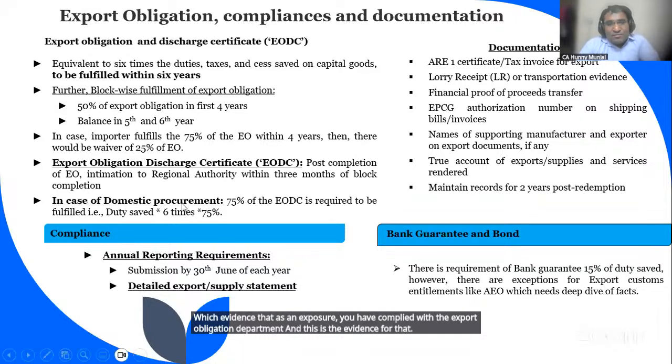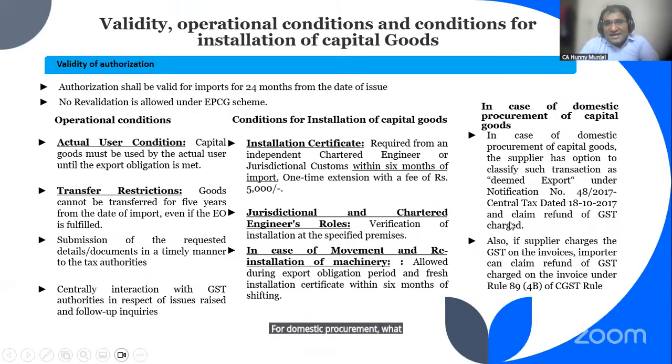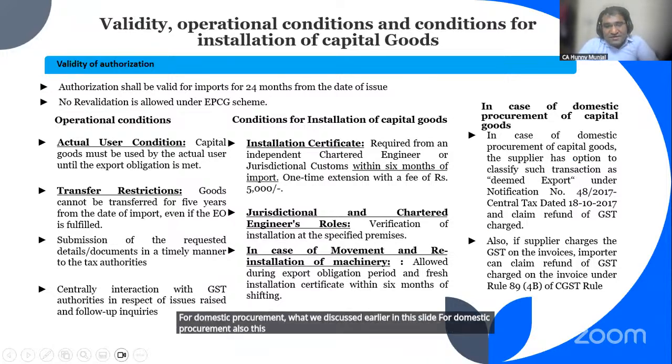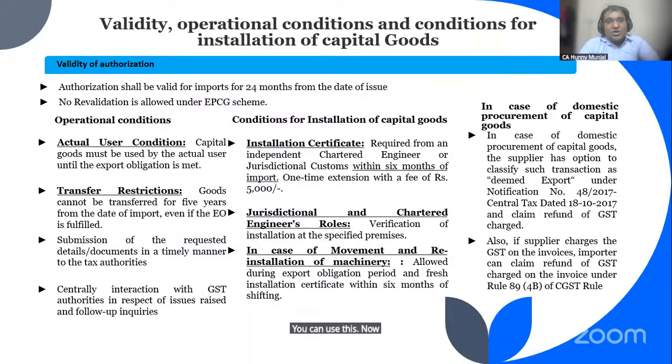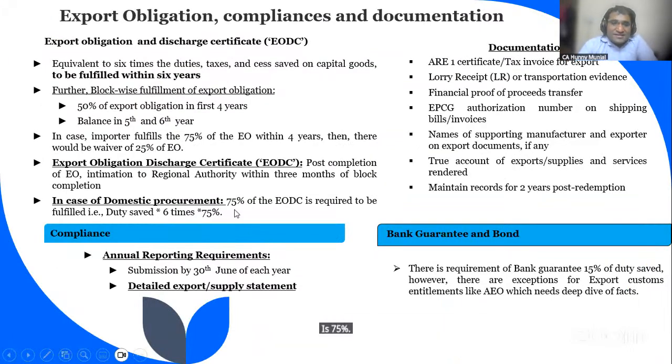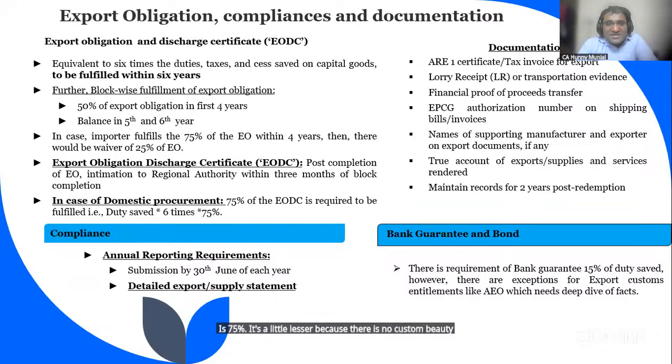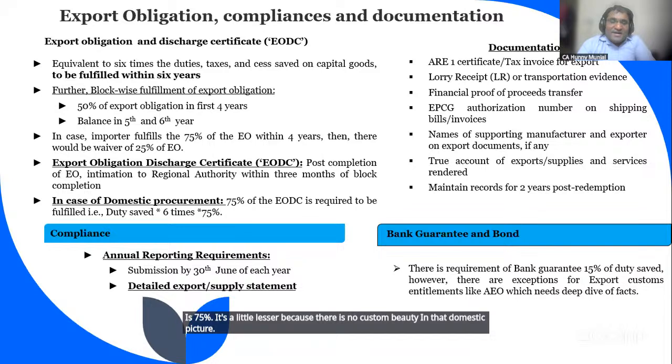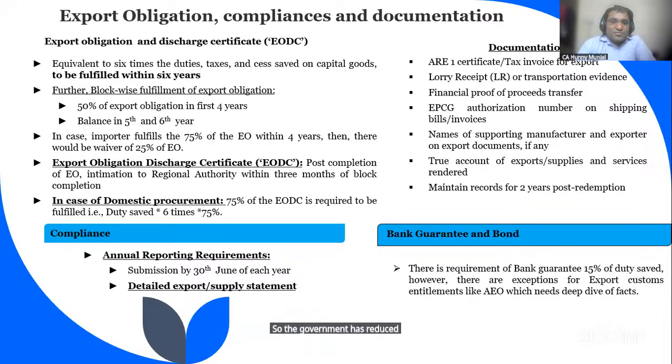For domestic procurement, which we discussed earlier in this slide, this scheme can also be used. Now, in case of domestic procurement, the export obligation is 75%. It's a little lesser because there is no custom duty in domestic procurement. So the government has reduced the export obligation to 75%.